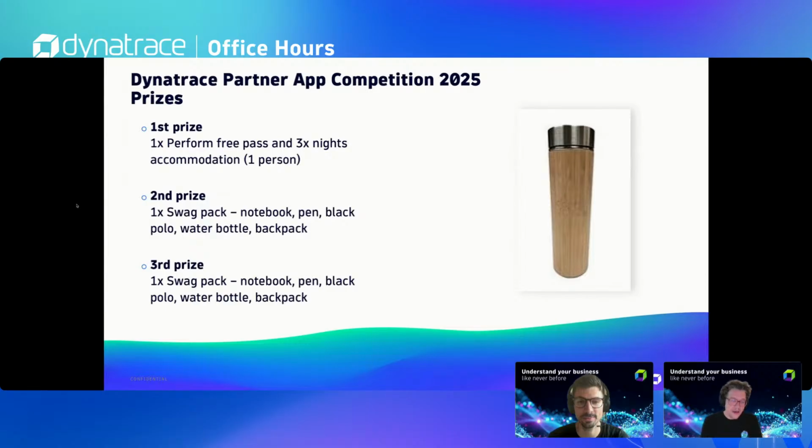The winner can actually win a super nice prize. If you've been working with Dynatrace for a while, you probably heard about the Dynatrace Perform conference, the annual conference of Dynatrace in Las Vegas. And the first prize is really cool. It's a free pass for the whole conference, including 3 nights accommodation for one person. Second and third prize are also nice, not as huge, obviously, but also nice. You get a nice swag pack from Dynatrace with a notebook, pen, a branded polo sweater, and so on, and a nice water bottle also.